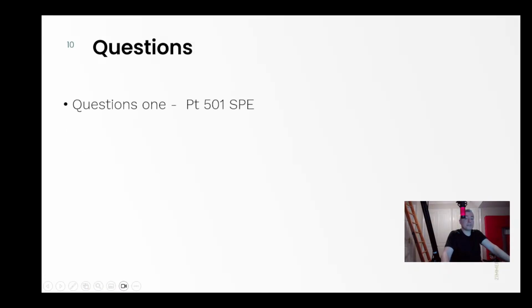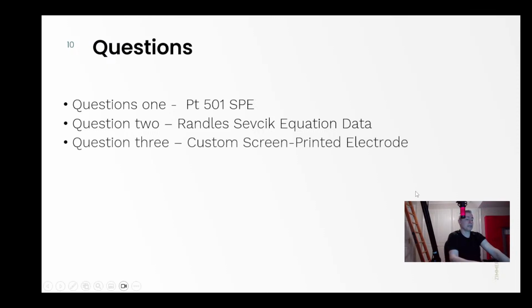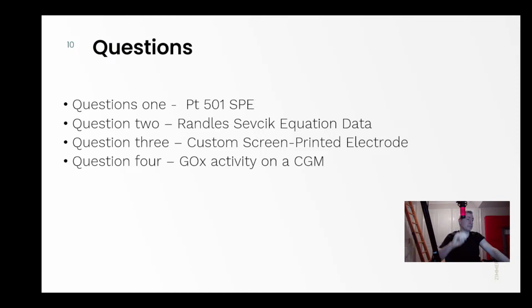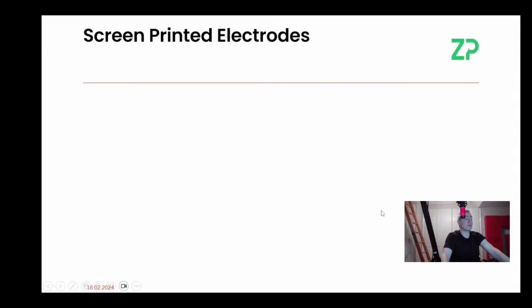So questions today. Somebody was asking about our Platinum 501 SPE. What's the voltage range on them? Somebody else was asking for some data so they could do this Randles-Sevcik equation, which I'll talk about. Somebody else was asking about custom screen printed electrodes, which I'll talk about and go through. And somebody else was talking about GOx activity on a CGM, which I will cover as well. So question number 1 is about the 501 Platinum.